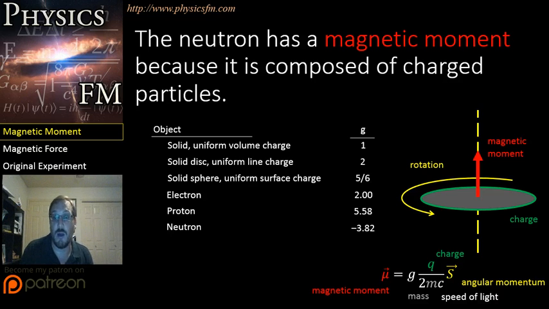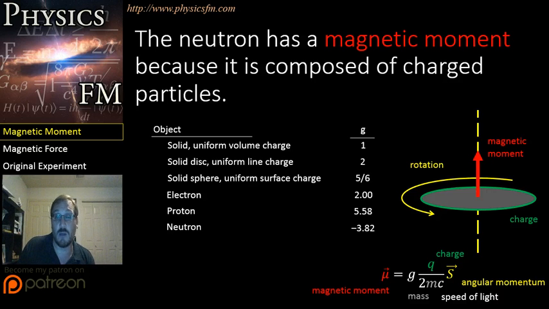But remember that the neutron, even though it's neutral in aggregate, has component particles, so it should have some distribution of charge inside it. It's just not charged in total, all right? It doesn't have a total charge. Anyways, that's my explanation of why the magnetic moment comes about.